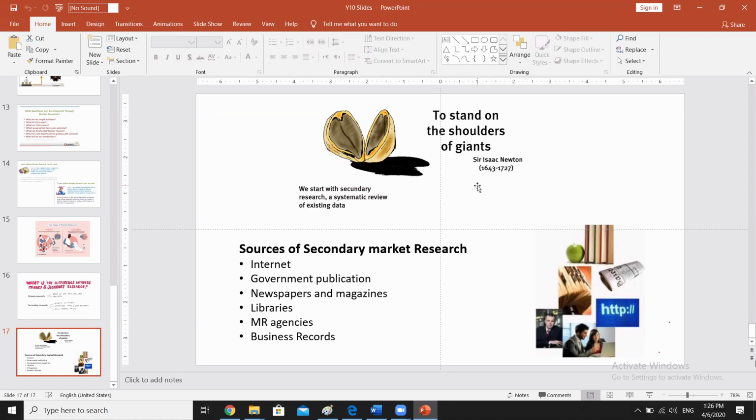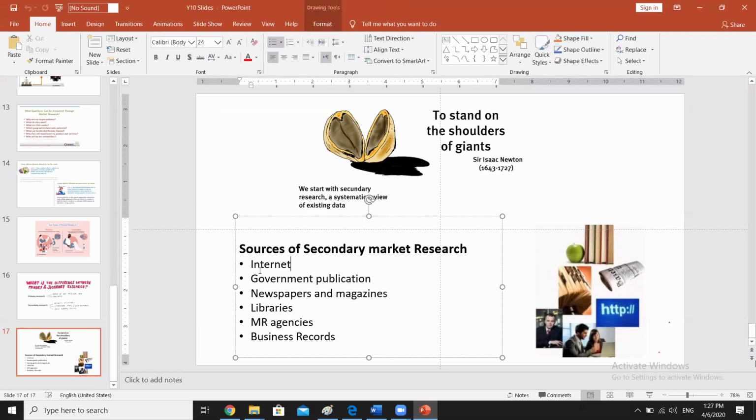So for businesses, it's the same thing. They usually start with secondary market research. They go and use the internet. They go and read newspaper articles. They go and read books. They go to the library. They go to government publications. They go to their competitors to gain information. And then maybe later on, go and do primary market research. Okay?